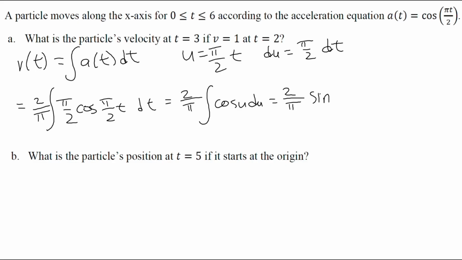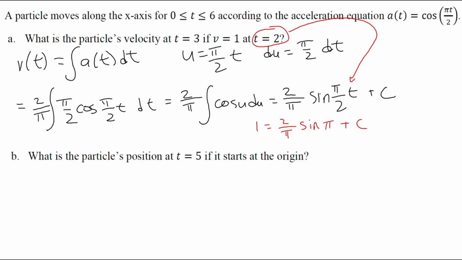Well, it's really 2 over pi times the sine of, like we said, u, which is pi over 2t plus our constant. So we can then say, well, if the velocity is 1 when t is 2, we can say that 1 equals 2 over pi sine of pi over 2 times 2, right? Because we're going to plug in this 2 here for t. Pi over 2 times 2 is just pi. And the sine of pi is 0, so we just end up with a constant of 1.